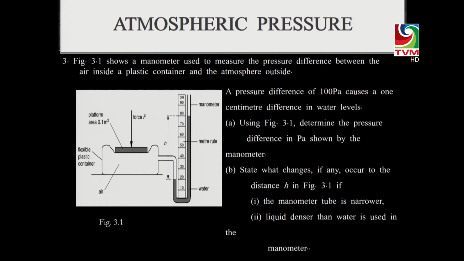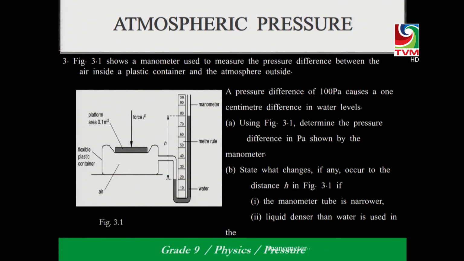The next question, that is the last question. Figure 3.1 shows the manometer used to measure the pressure difference between the air inside the plastic container and the atmospheric pressure. The pressure difference of 100 Pascal causes 1 centimeter difference in water level. Part A. Using figure 3.1, determine the pressure difference in Pascal shown by the manometer.